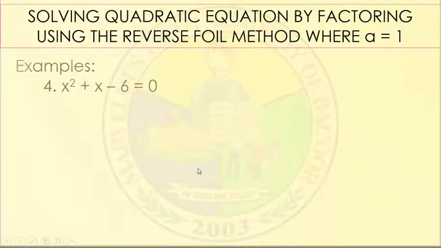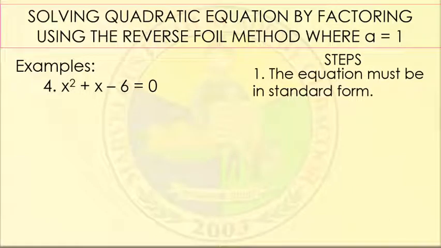Okay? Next, example number 4, x squared plus x minus 6 equals to 0. So, step number 1, the equation must be in standard form. Okay, so ang equation dapat ay naka-standard form na dito. So, x squared plus x minus 6 equals to 0. So, kung papansinin mo, ay naka-standard form na ating equation. Siya si quadratic term, si linear term, and si constant number.